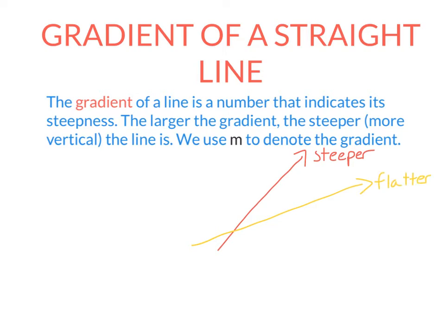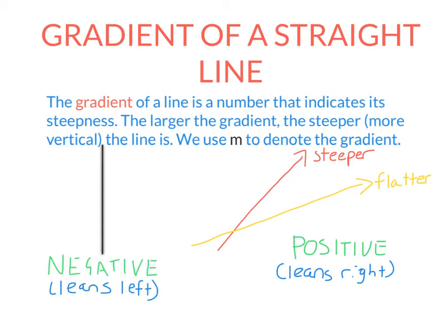Now, even though I don't exactly know yet what the gradient of each line is, I know the gradient of both the red and the yellow line is going to be positive. I know that because the lines lean to the right. So if lines lean to the right like this, they have a positive gradient, and predictably, if they lean left, they have a negative gradient.